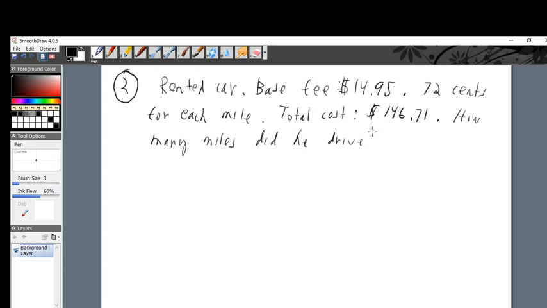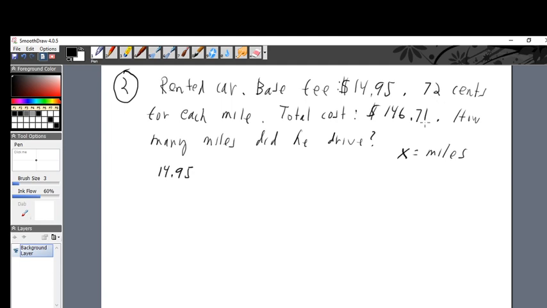Okay, so now let's set up our equation. No matter what happens, you've got to pay $14.95, even if you do no miles whatsoever. Okay, now after that you start driving. So we're going to designate X as our miles. X equals the miles. We don't know how many miles yet. How many miles did he drive? That's what we're looking for. So X is equal to our miles.